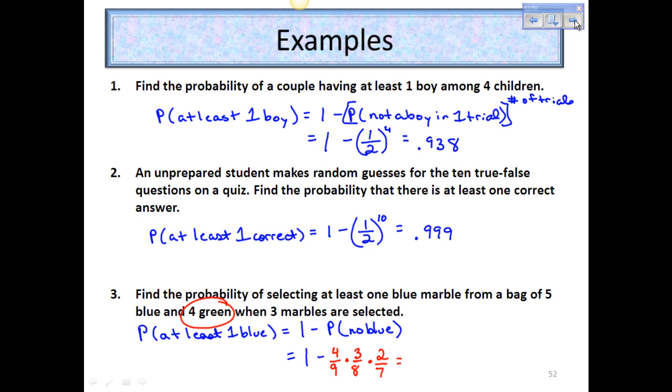And then when we do that calculation, we multiply those fractions together. That gives us 1 minus 24 over 504. And figuring that and rounding it to 3 decimal places, 0.952.